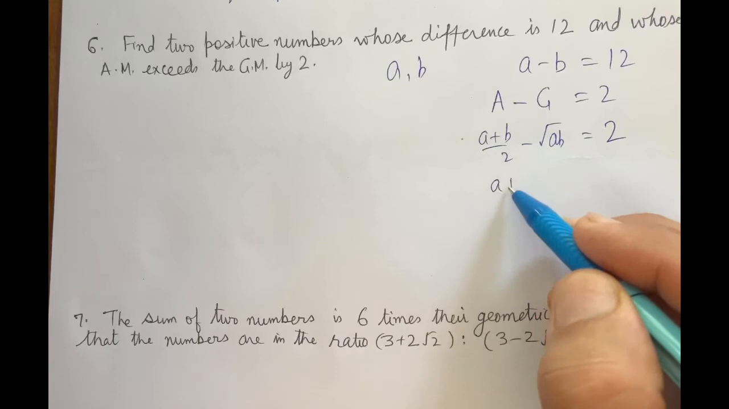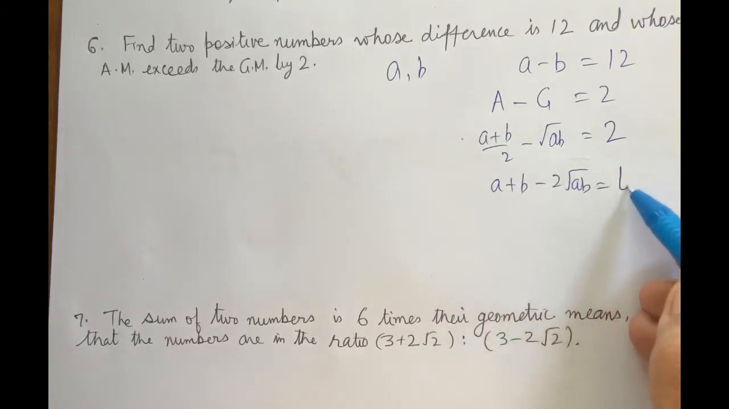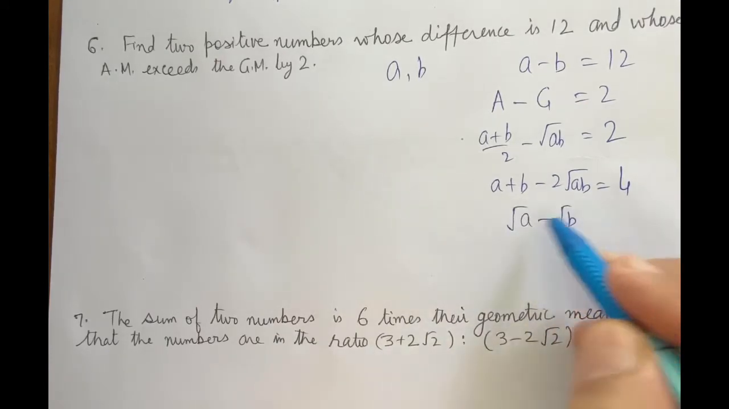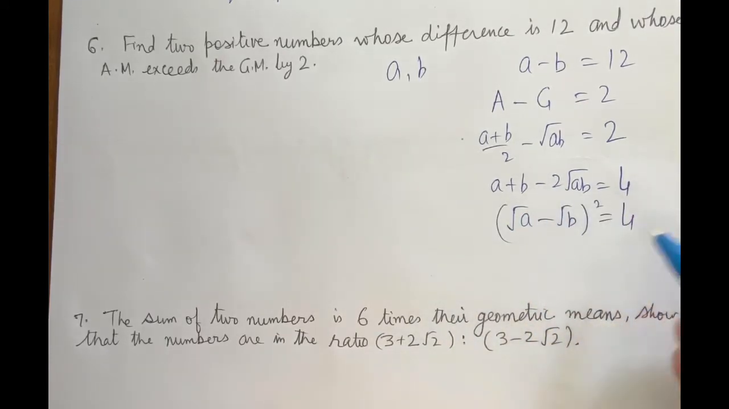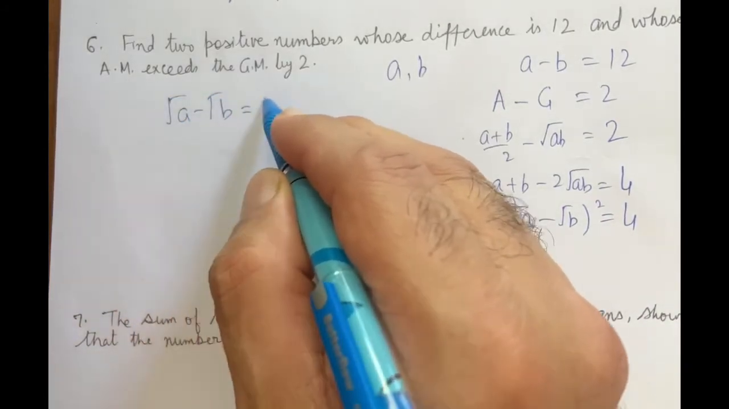So that's a plus b minus 2 root of ab, and this is equal to 4. That's (root a minus root b) whole square. This is equal to 4, or root a minus root b is equal to 2.